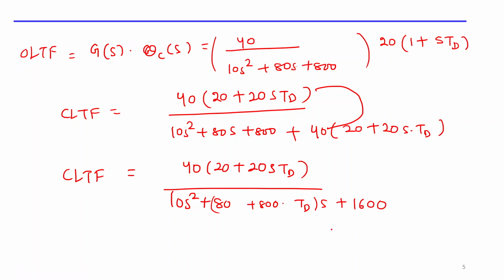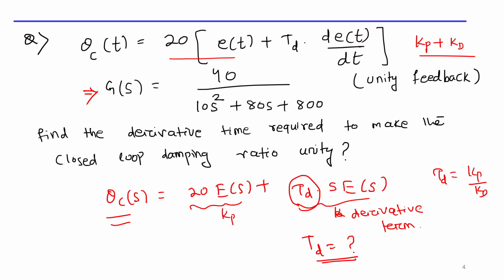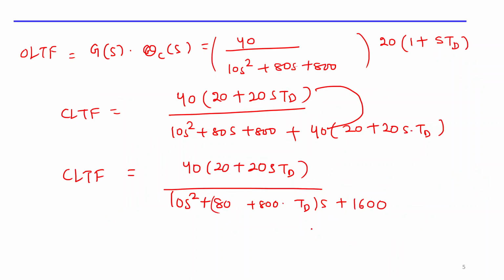Yes. Now the question says that the damping ratio is unity. So in this case, for the standard second order system, you have to compare: omega n square divided by s square plus 2 zeta omega n s plus omega n square. This is a standard second order system, and this is a closed loop system, so we just compare the denominator part of both.